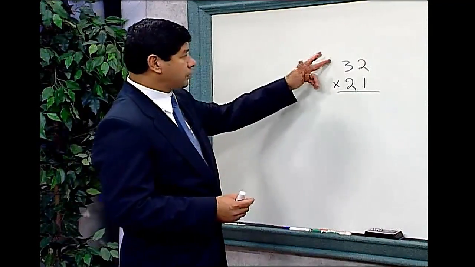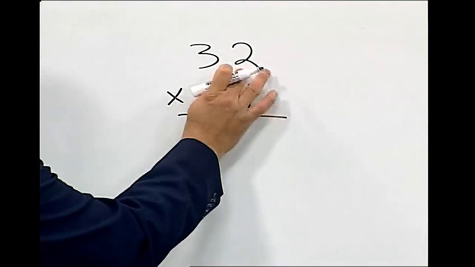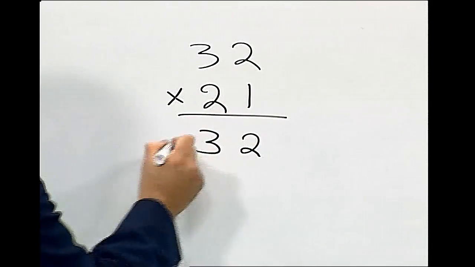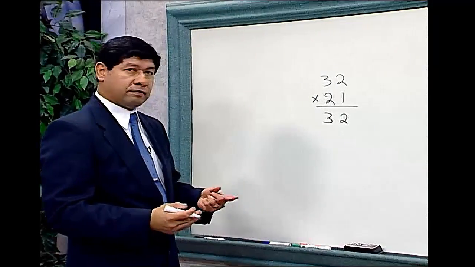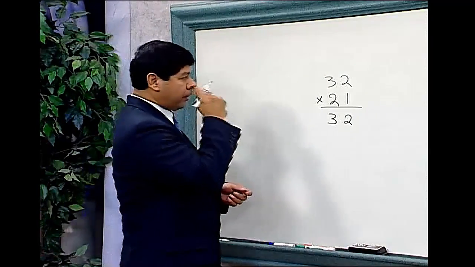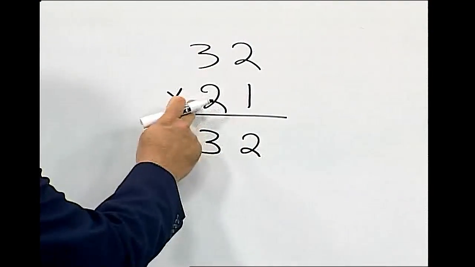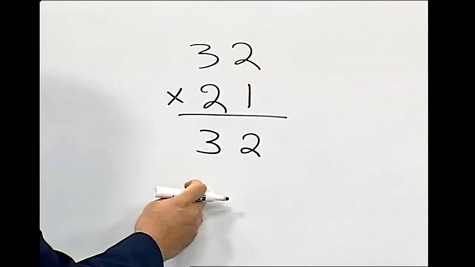Okay, so we have 32 times 21. So our multiplier 1. 1 times 2 is 2. 1 times 3 is 3. 32 in this case would be considered a partial product because we don't have the final product yet. Okay, let's move over 1. Since we're multiplying by the tens column, the 2 in the tens column, we have to skip over 1, and now we're working with our tens column.